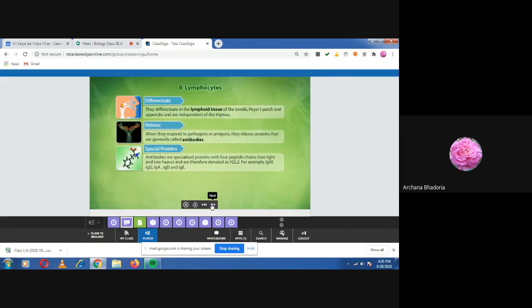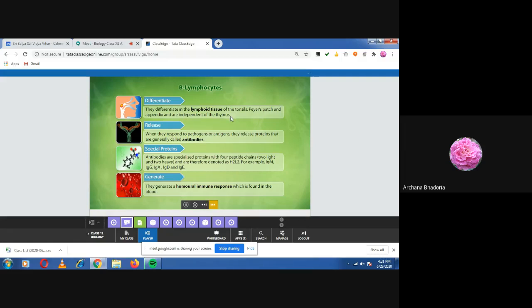Okay, and B lymphocytes now, they differentiate in the lymphoid tissue of the tonsils, Peyer's patches, and appendix, and they are independent of the thymus. So note down this thing. B lymphocytes, they differentiate in the lymphoid tissue of the tonsils, Peyer's patches, and appendix, and are independent of the thymus.